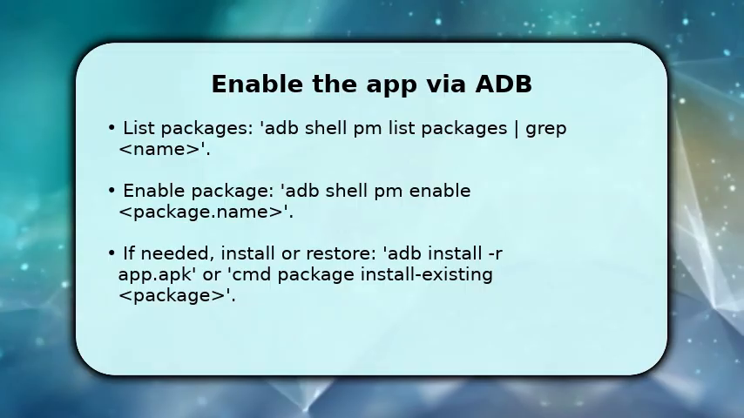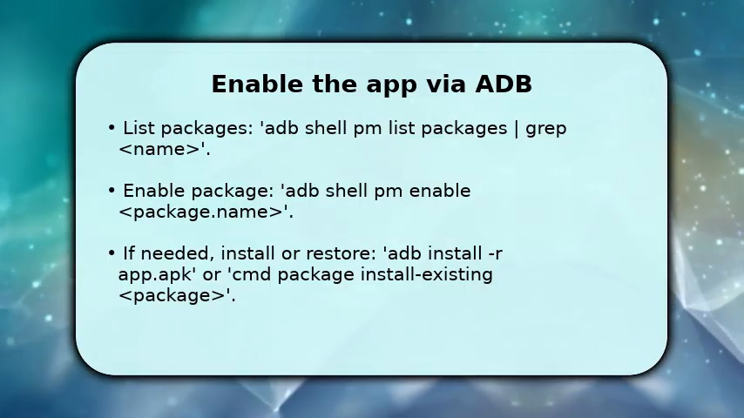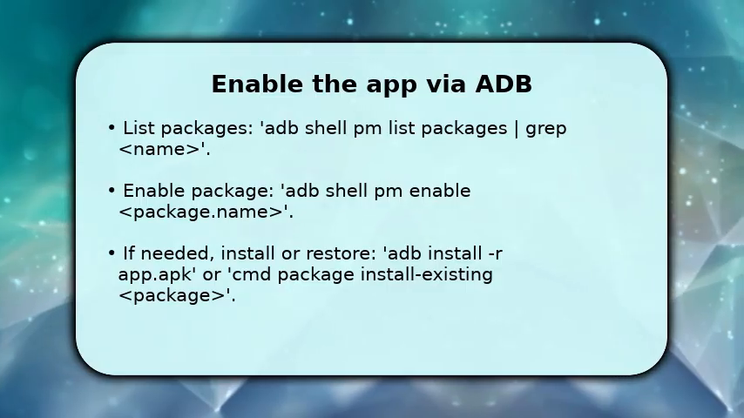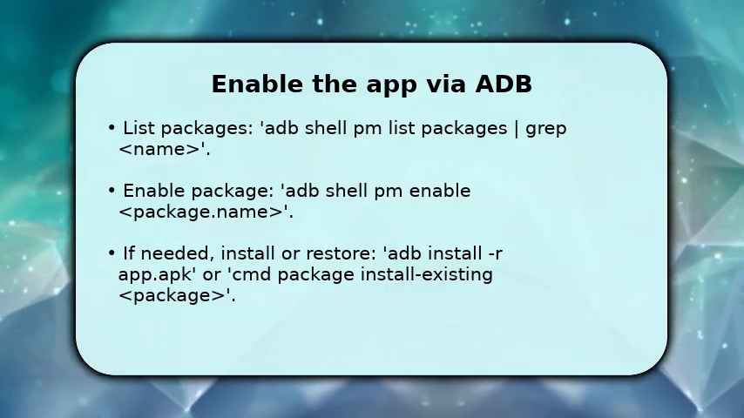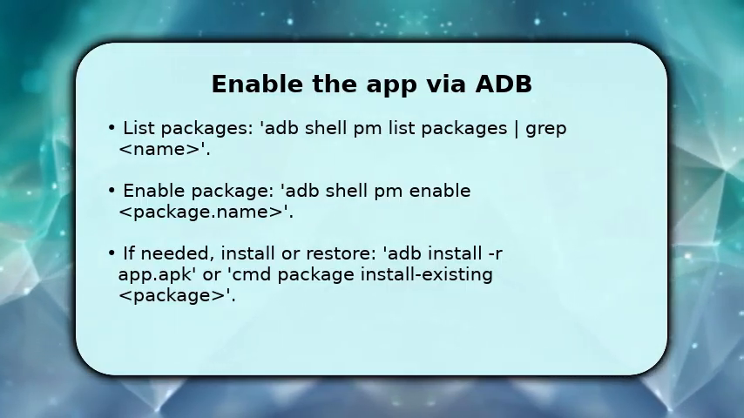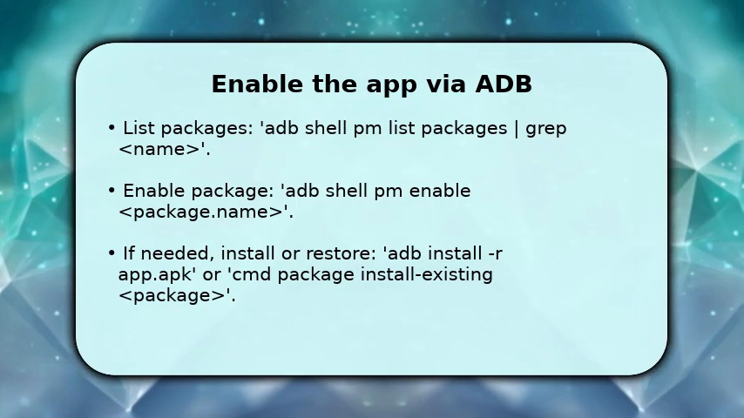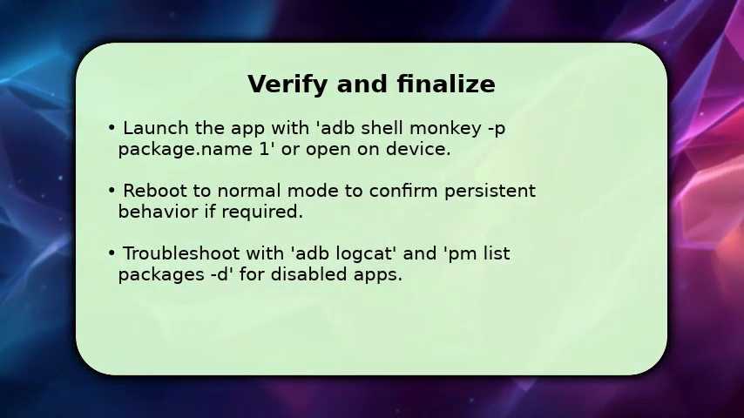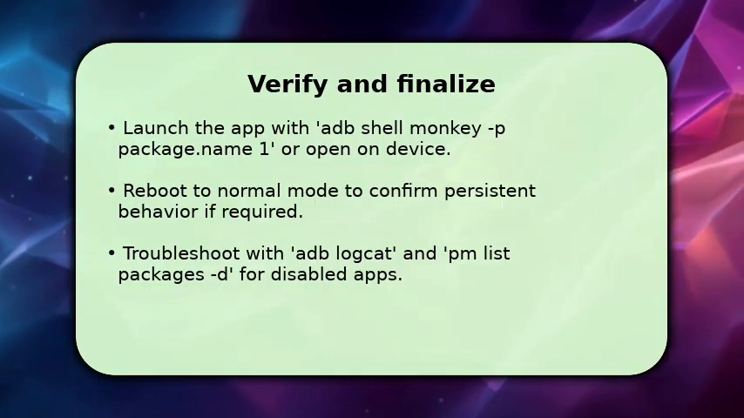If the app isn't present, you can install or restore it using adb install -r app.apk or cmd package install-existing package name. So after enabling, verify the app runs by launching it via the device or with adb shell monkey -p package name 1. This checks basic startup behavior.